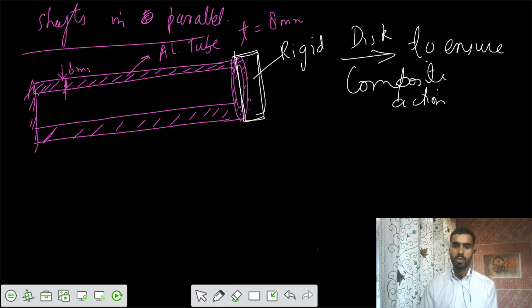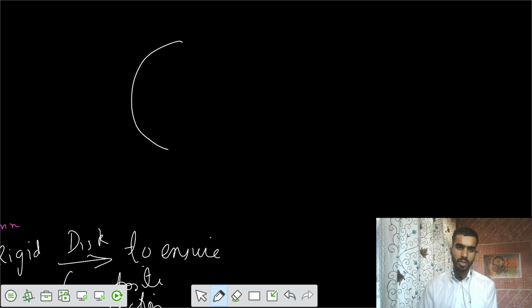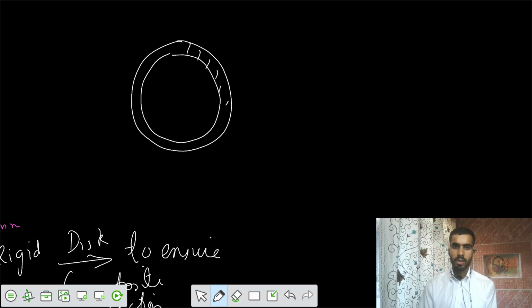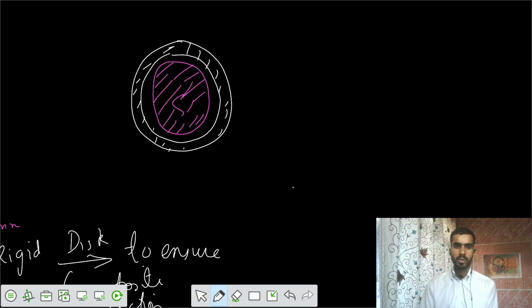But the cross section looks somewhat in this fashion. So you have this tube of aluminum with this thickness. After that, the entire diameter is not taken by the steel. There is some gap between the two. So there is some solid steel shaft, and this is aluminum. There's a gap. I would say there is a gap G. So gap G equals 5 millimeter. So net gap of 2G equals 10 millimeter.